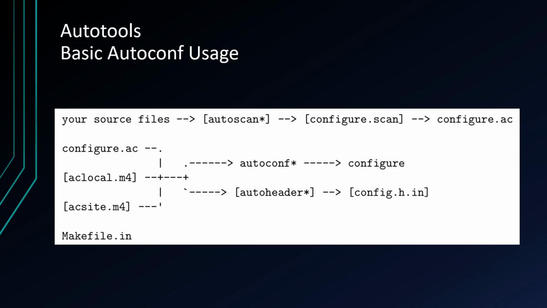So you might have custom macros, you might have factored out some boilerplate across a bunch of your projects and created your own local M4 macros that do common tasks. You put those in the aclocal.m4.